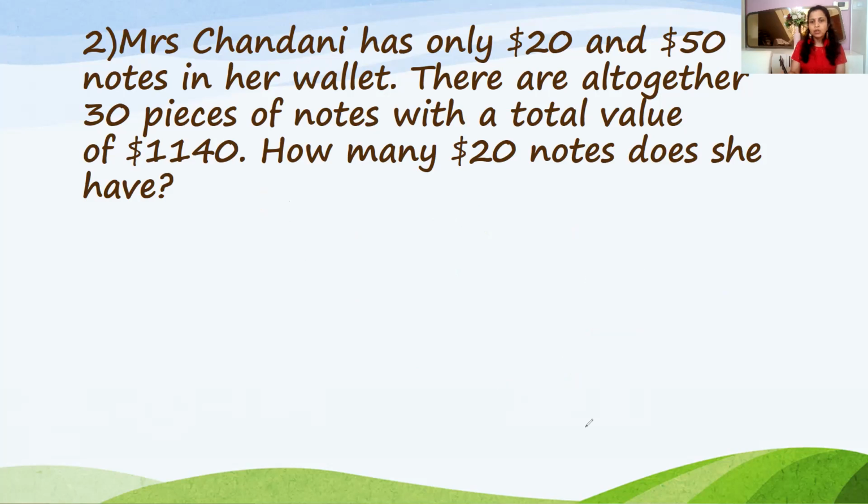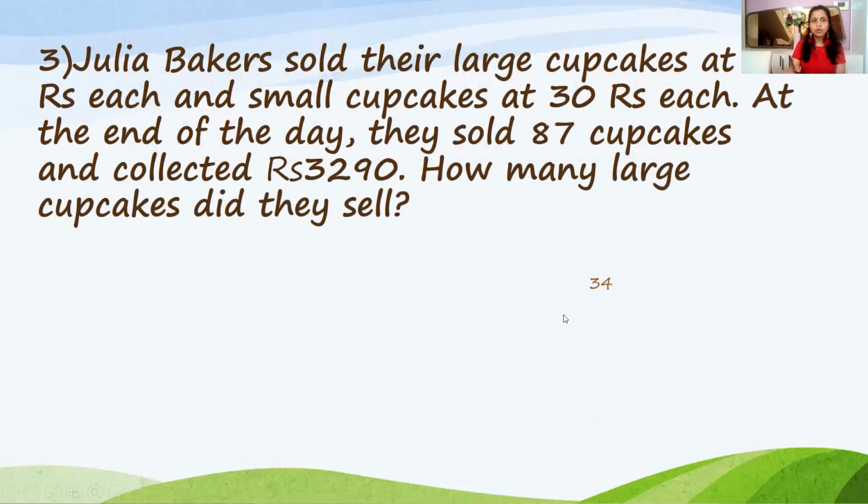So this is how we are using our sound concepts of mathematics to solve it. Let's go to another problem. This says Julia Baker sold large cupcakes at 50 rupees each, and small cupcakes at 30 rupees each.